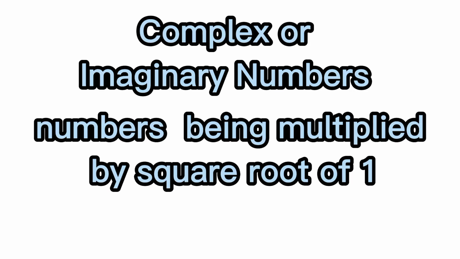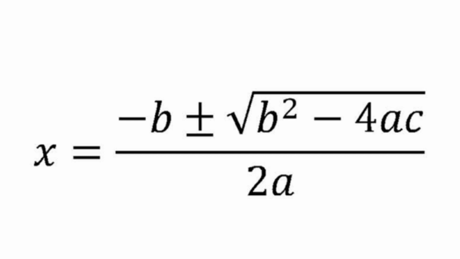Next are the complex or imaginary numbers. Complex or imaginary numbers are numbers being multiplied by the square root of negative 1. These are popular in getting the answer using the quadratic equation. This happens when the value of 4ac is greater than the square of b.